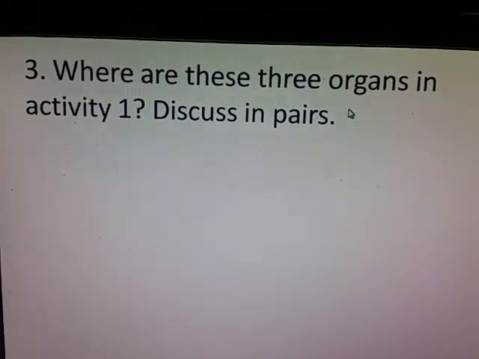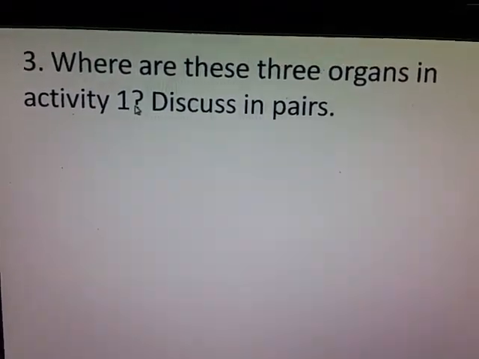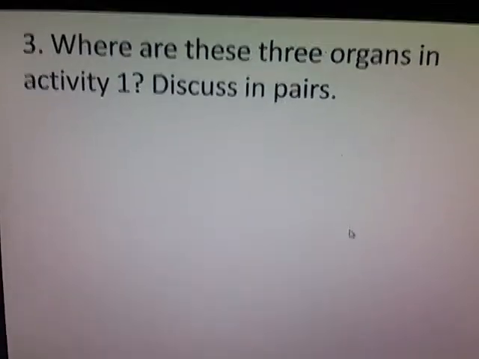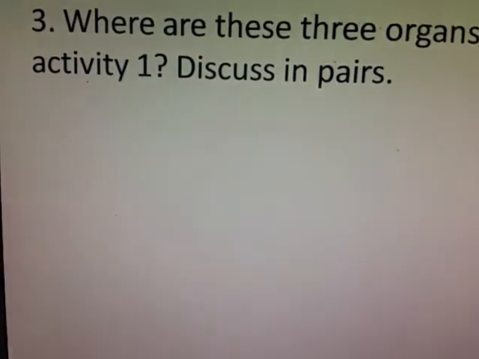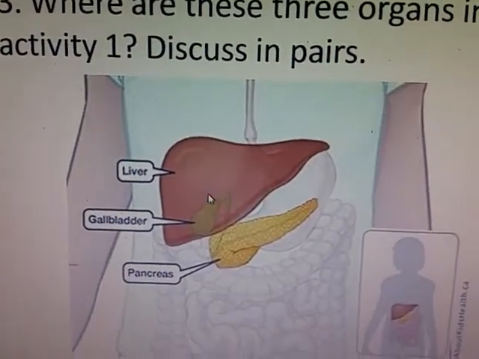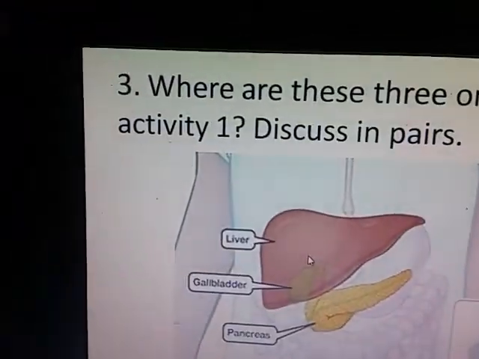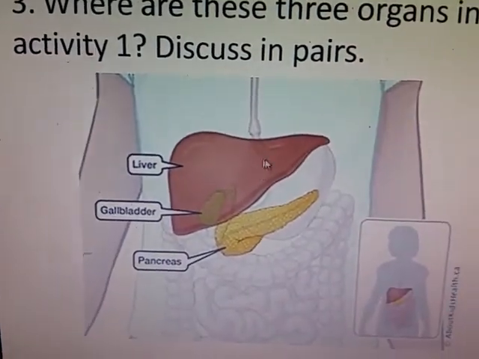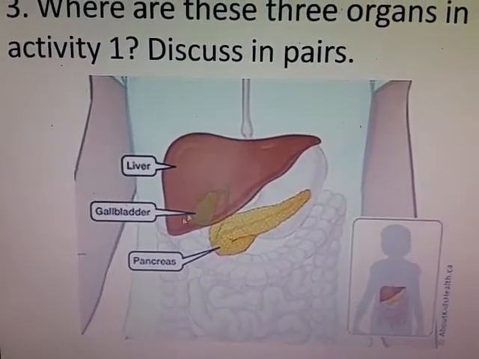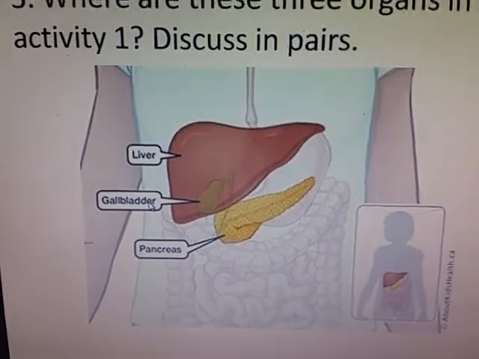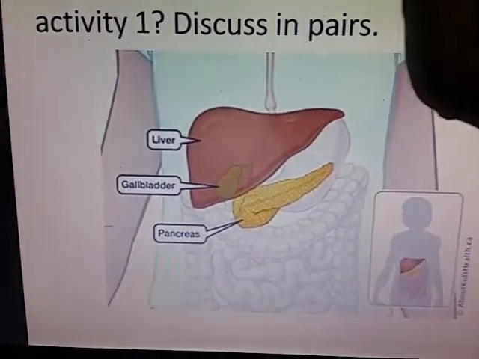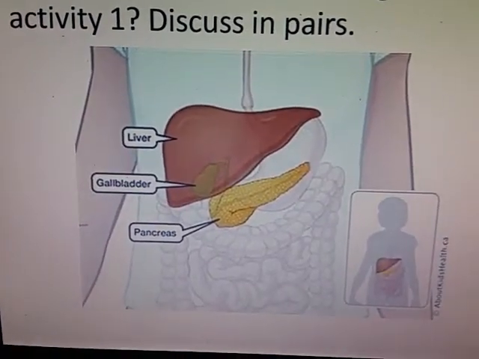Where are these 3 organs in activity 1? Discuss in pairs. We don't have any person to discuss, so we'll have to do it together, you and me. So we need to discuss the position of these three organs in the digestive system. So let's talk about this one. This is the liver. The liver is above the gallbladder.